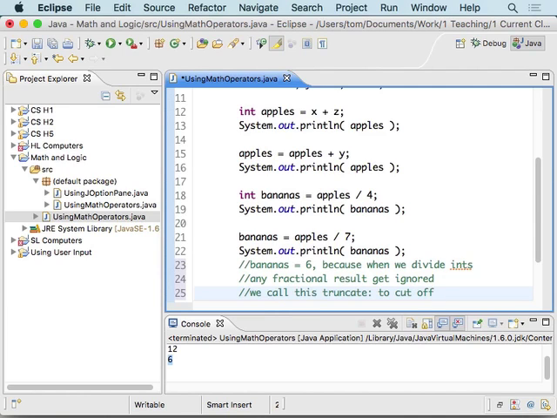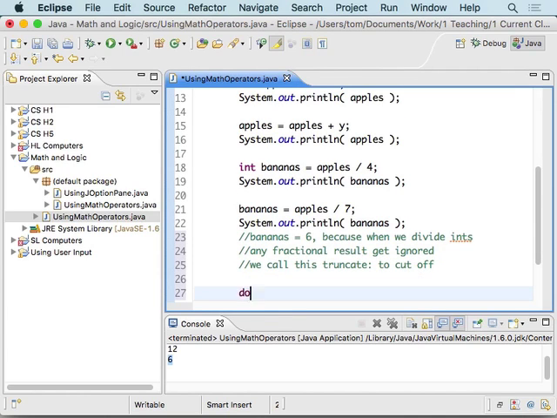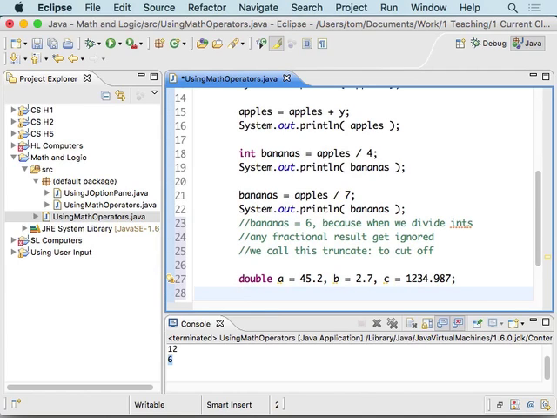So that's different if we're talking about doubles. If we have some double values like, I don't know, A equal to 45.2, B equal to 2.7, and C equal to 1,234.987. You don't have to have the same numbers as me, it's fine.